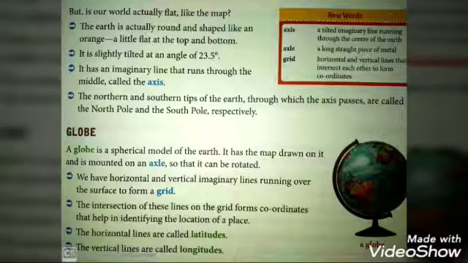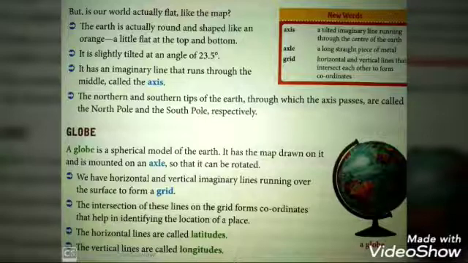There are various maps drawn on the globe, and see the one black color line that is on both the sides, that is called axle. So with its help, it can rotate. Okay. We have horizontal and vertical imaginary lines running over the surface to form a grid. See students, on this globe there are horizontal and vertical lines that are running over it, which together form grid.